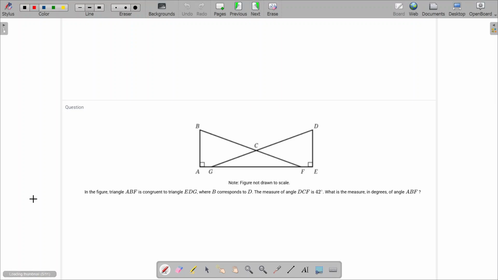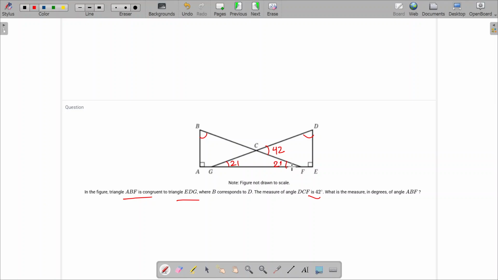Let's focus on the next question. What do you think? How would you do that? It is clearly given that triangle ABF and triangle EDG are congruent, right? And B corresponds to D. One more thing is given: this angle is 42. Using the exterior angle property, can I say that if you add these two angles, it should equal 42? So divide 42 into two equal halves, which is 21 and 21.